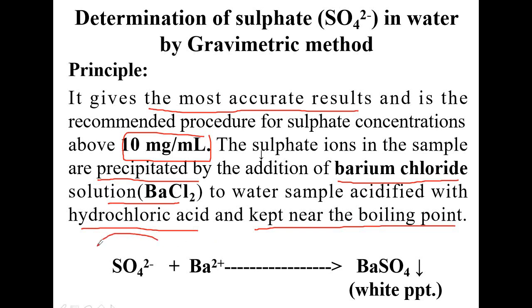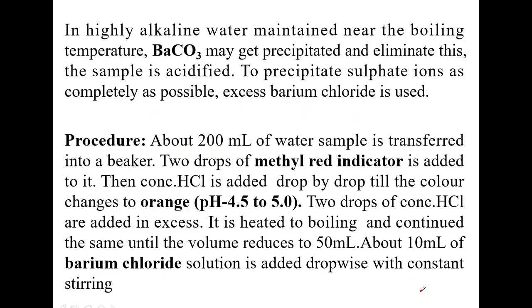Here our aim is to convert all the sulfate ions into barium sulfate. We want to see that sulfate ions completely get precipitated as barium sulfate. So barium ions are from the precipitating agent, sulfate ions from the water sample. So sulfate ions react with the barium ions and all the sulfate ions quantitatively get precipitated, and this is a white precipitate. And this precipitation has to be carried out only in the acidic medium.